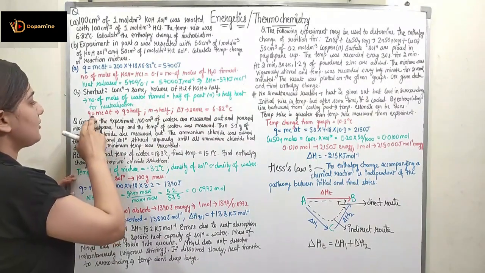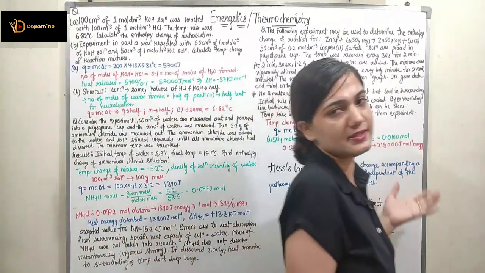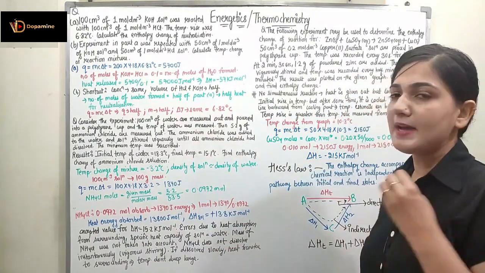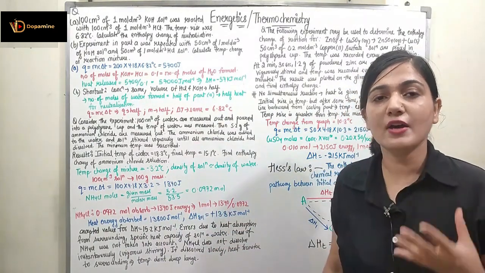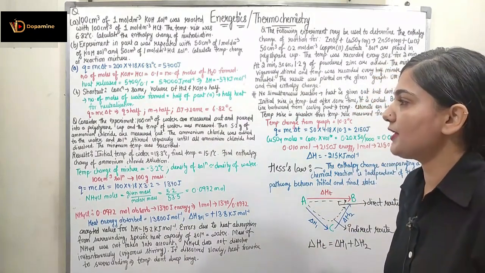Now from here in the question you can see Q is half, M is half, and C is not changing, so delta T has to be the same. We require the same temperature change to produce half the heat. So here delta T would be the same, that is 6.82 degrees Celsius.